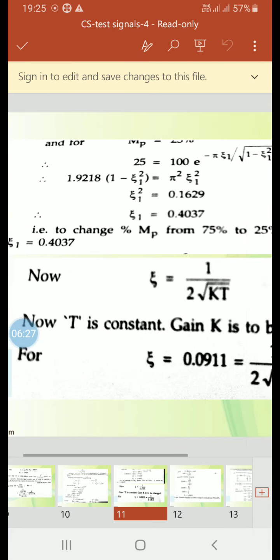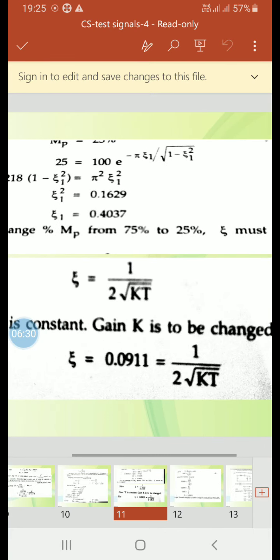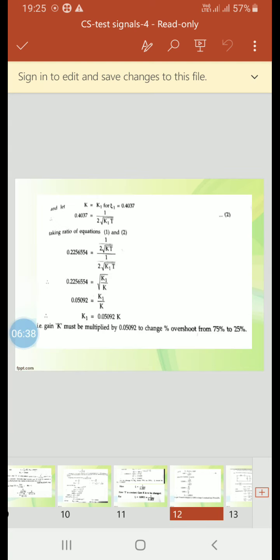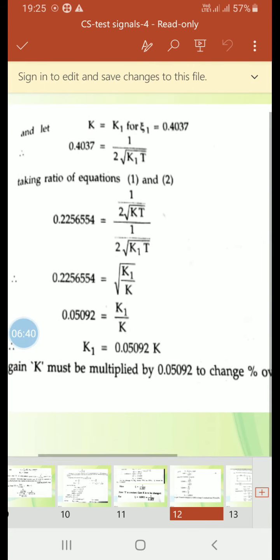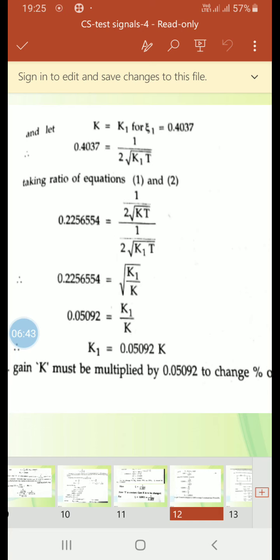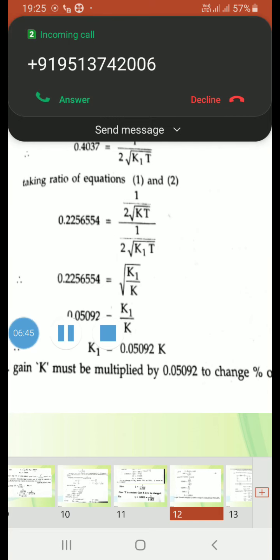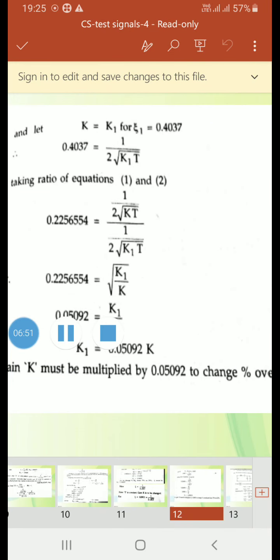So now damping ratio is equal to 1 by 2 root of KT. Now T is constant, so gain K is to be changed. Therefore damping ratio 0.0911 is equal to 1 by 2 root of KT. Now let K be equal to K1 for damping 1 equal to 0.4037. So 0.4037 is equal to 1 by 2 root of K1 T.